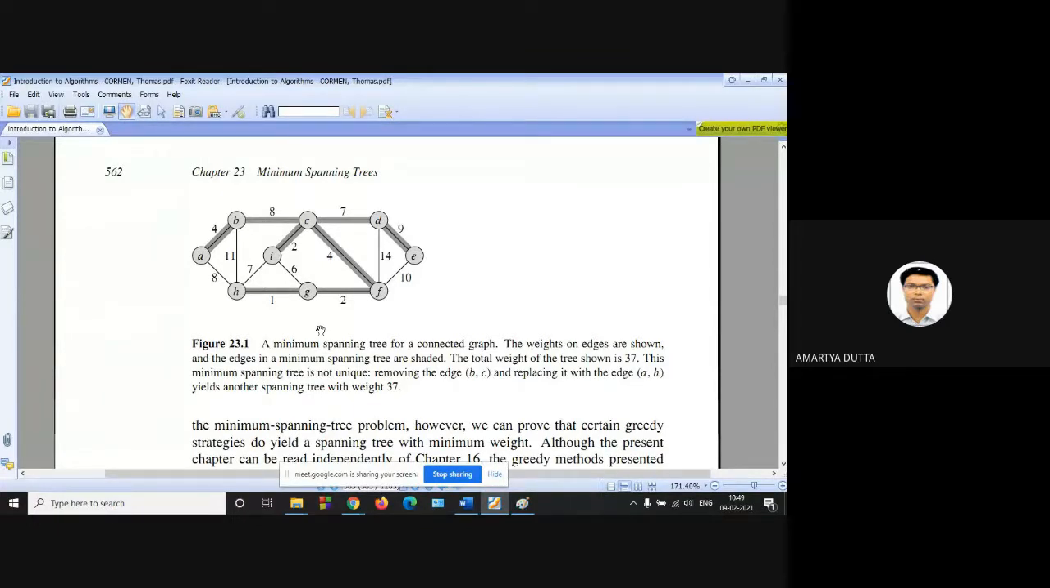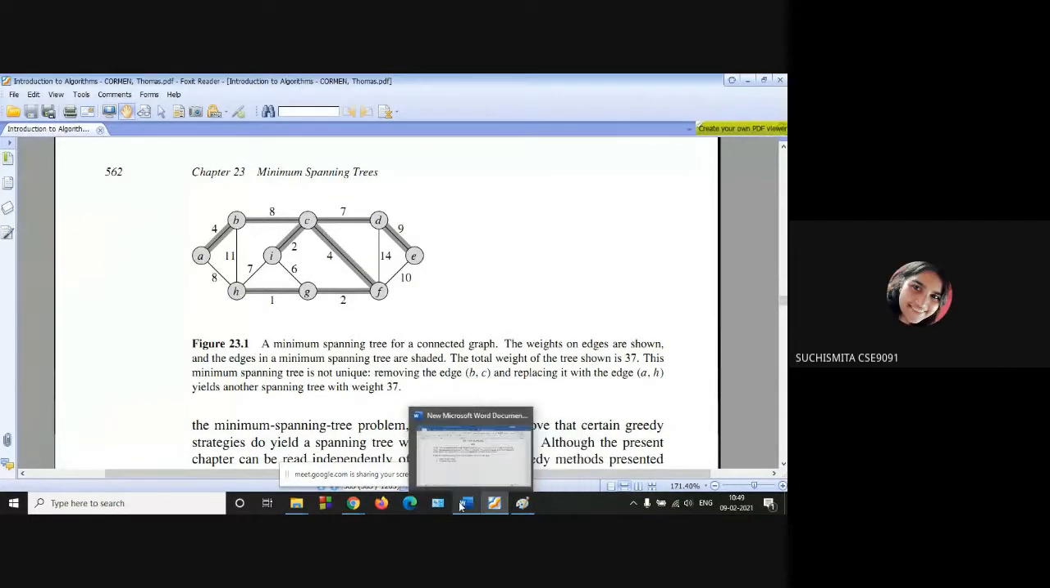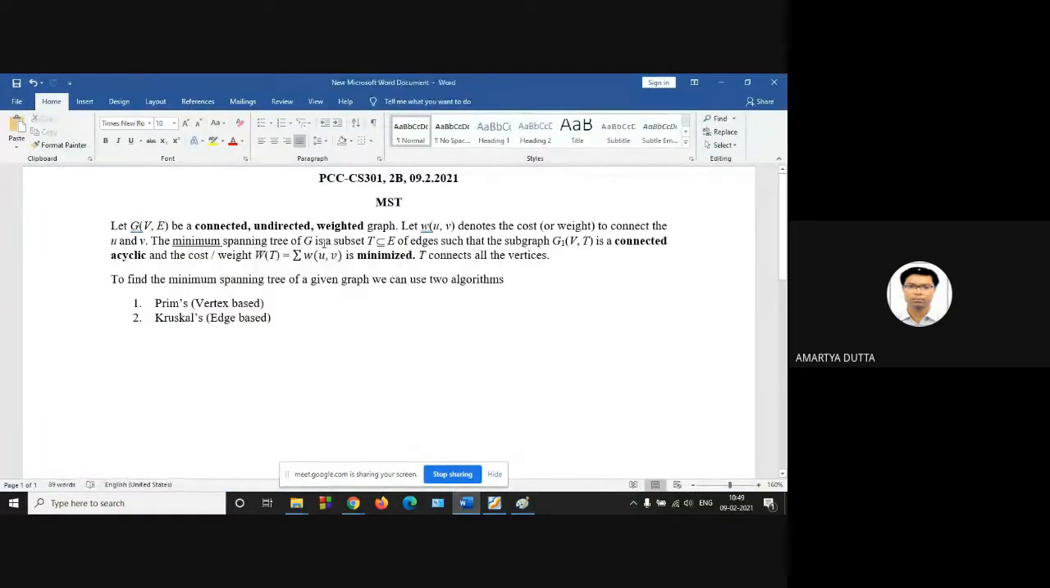Up to this, any query? Please clarify. No, sir. No, sir. No, sir. So basically, Prim's and Kruskal's, these two algorithms are used to find the minimum spanning tree of a given graph.